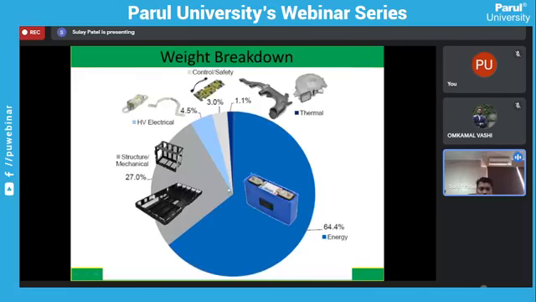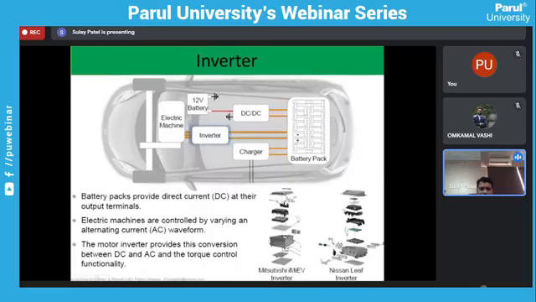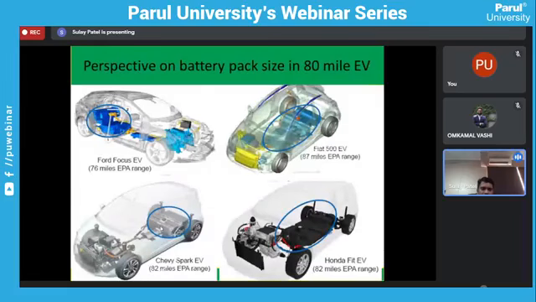So here you can see that the maximum majority of the weight of the vehicle is the battery. You can see in this particular image that the bulkiest part of the vehicle is the batteries too.